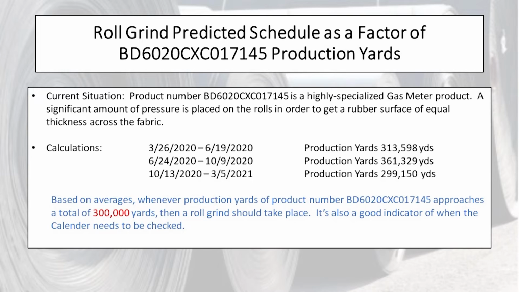We also use a second method that you can use, which is roll grinding based on production yards. So we can see, on average, how many production yards are needed before there are major problems. Using a calculation of a few months, we were able to find that approximately 300,000 yards are run between each and every roll grind of your specialized gas meter product.